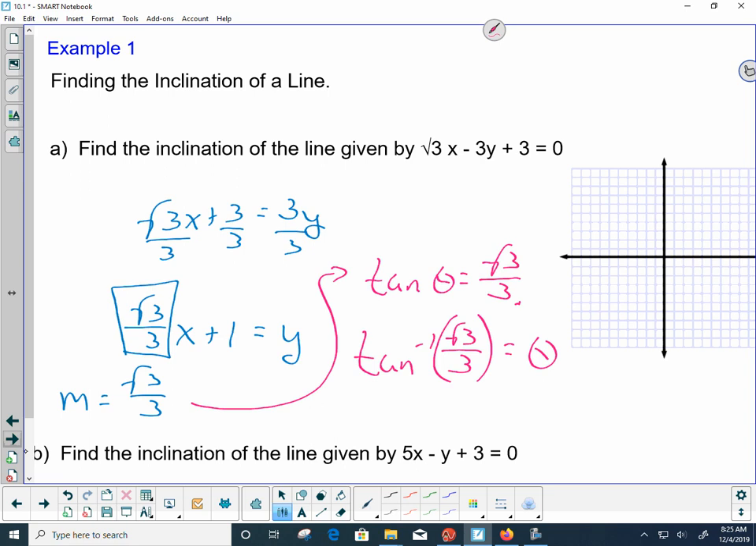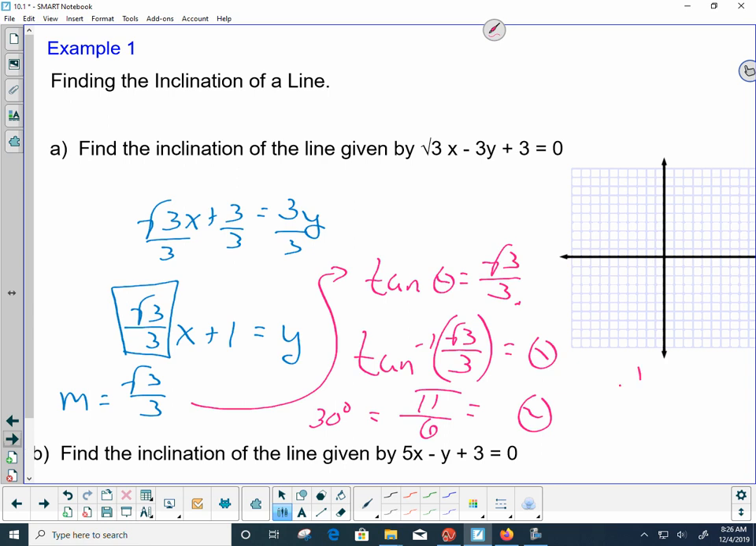So when is the tangent equal to the square root of 3 over 3? It's either pi over 3 or pi over 6. Pi over 6 is the answer. Pi over 6, that's in radians. What's it in degrees? 30.